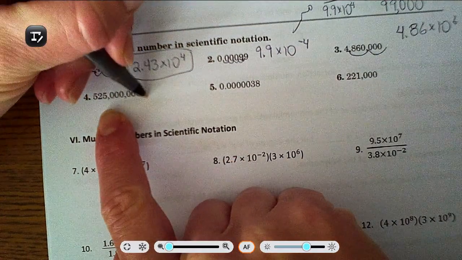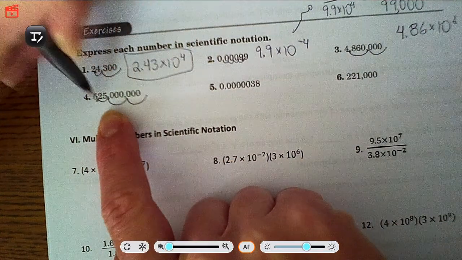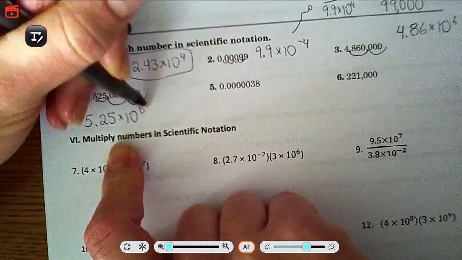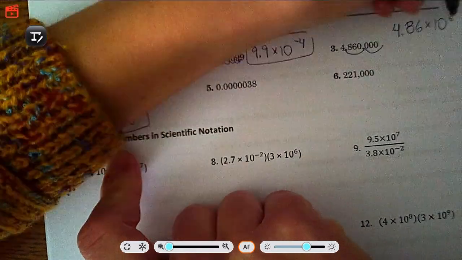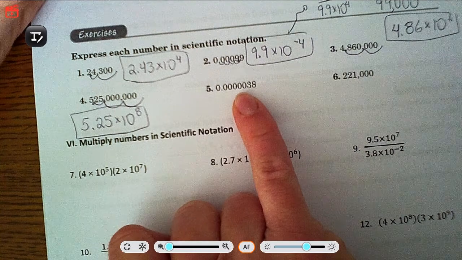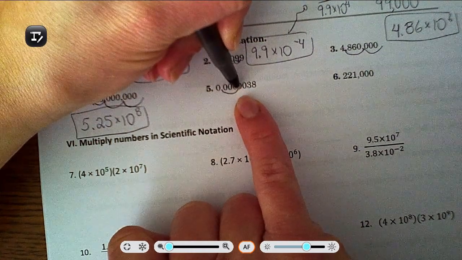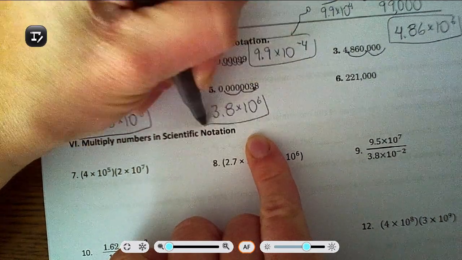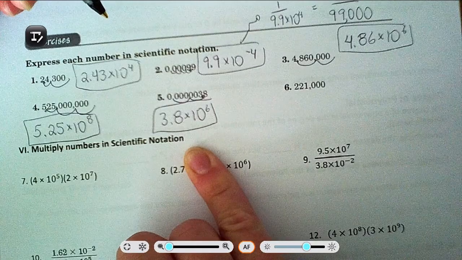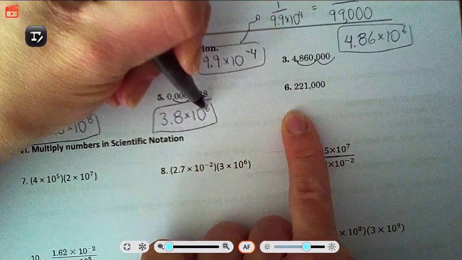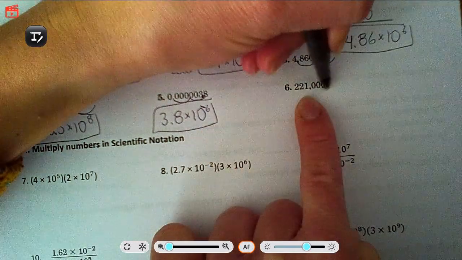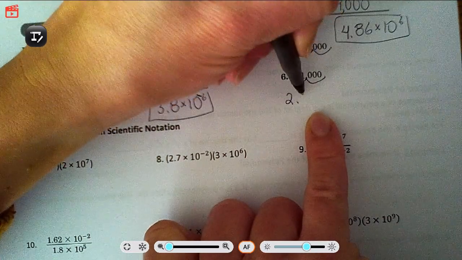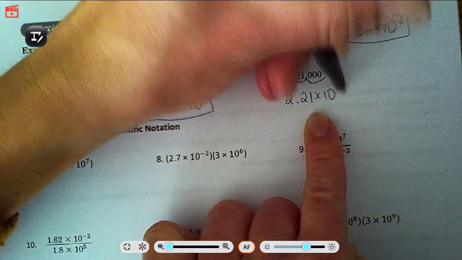Number 4 is a large number. 1, 2, 3, 4, 5, 6, 7, 8. And this is a small number. 1, 2, 3, 4, 5, 6. Okay, and a large number. Oops, negative 6. 1, 2, 3, 4, 5. Okay, so 2.21 times 10 to the 5th.